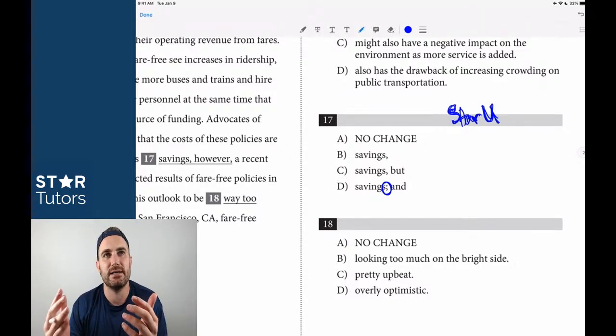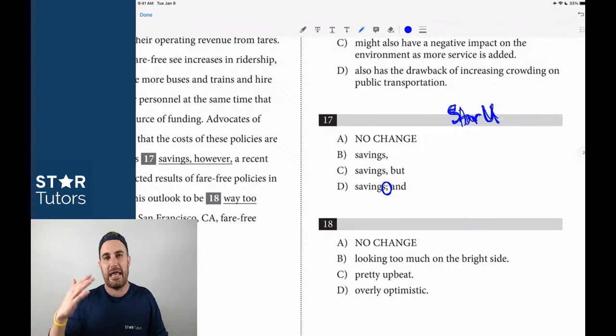And they would never test you on something I'm forgetting where it can't come after the colon, which I don't think there is. But if there happens to be something I'm forgetting, it will never show up on the SAT. It's all about the first one.